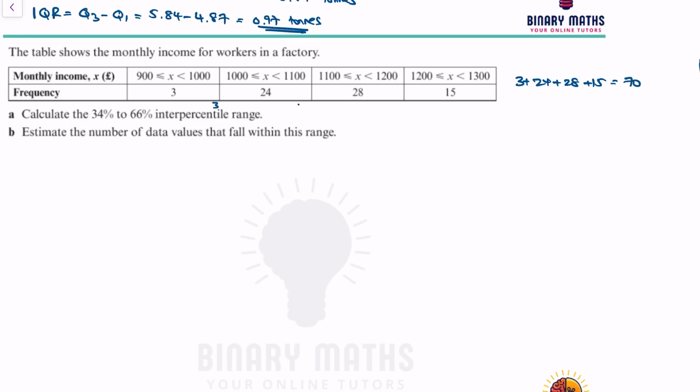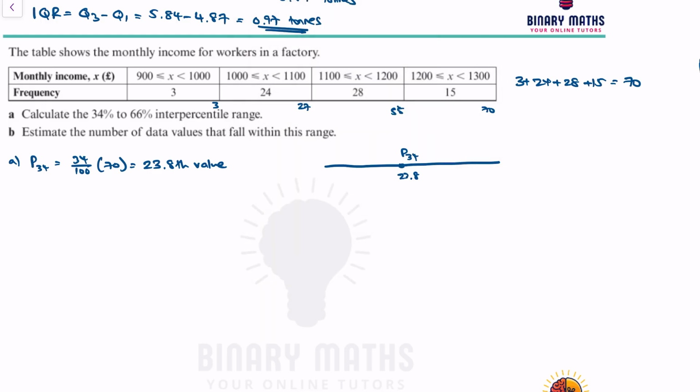So it's 3, 27. 27 plus 28 is equal to 55. And this is 70. Okay, so first P34, which is 34 over 100 times N, which is 70, which gives me the 23.8th value. So that means P34 is 23.8.